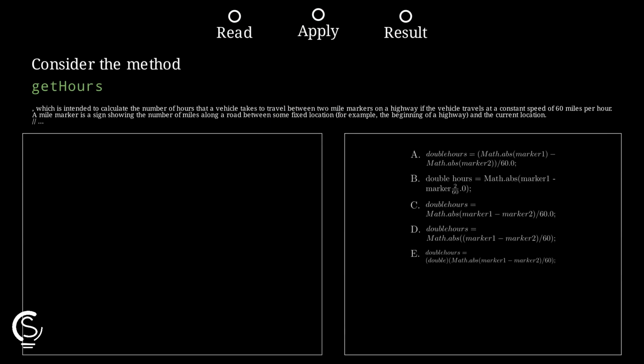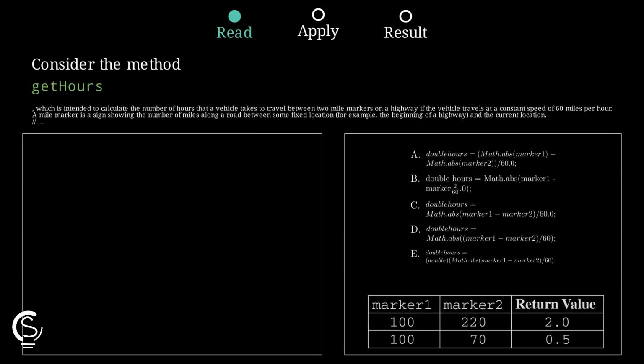To calculate the travel time, we first find the distance by subtracting the markers. We must use the absolute value of the difference to ensure our distance is always a positive number.